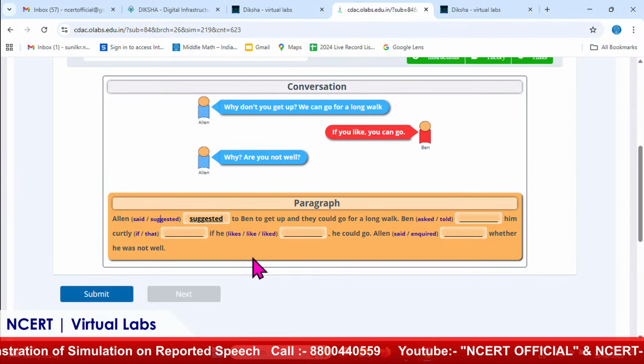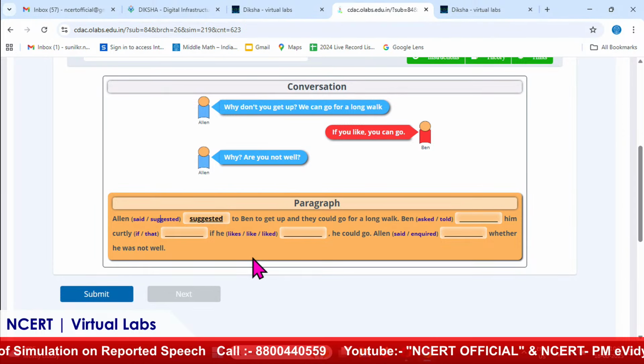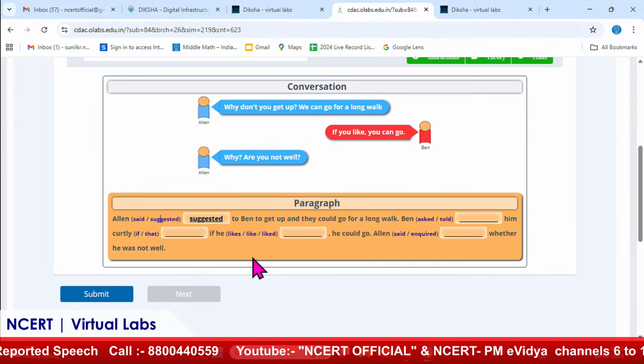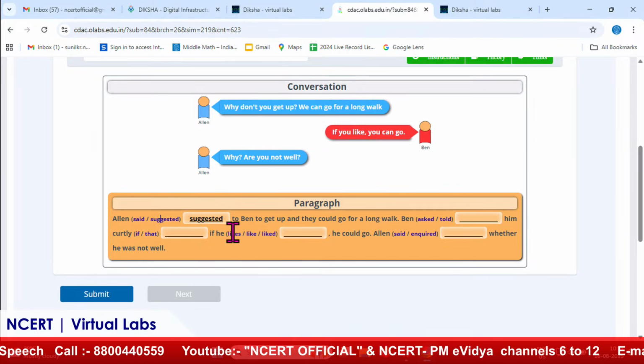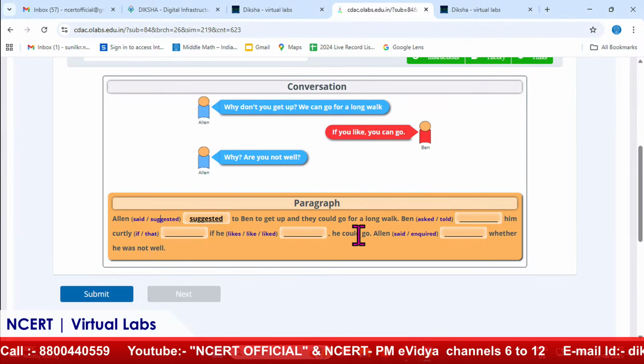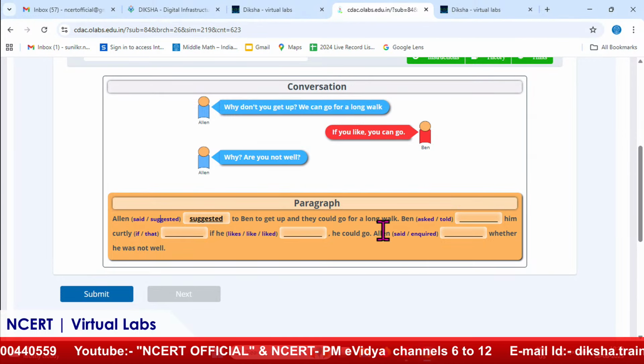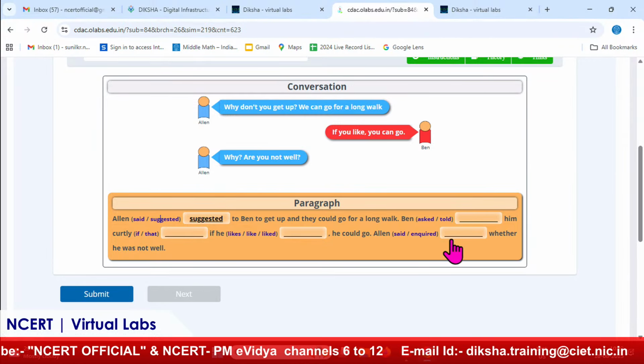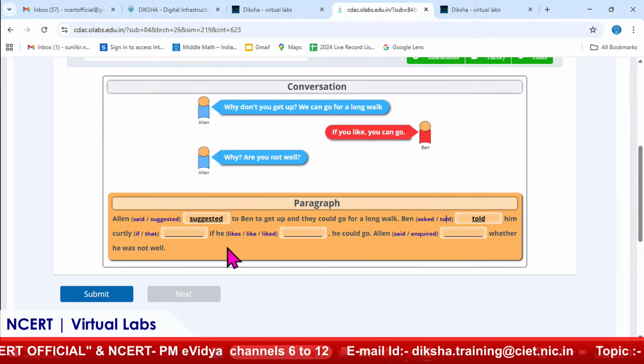So you also have to understand that in indirect or reported speech, we use these kind of words to emphasize what is happening. So suggested is a better verb over here. Okay. Alan suggested to Ben to get up and they could go for a long walk. Ben asked or told him curtly. Which one? Told him. Told him curtly.